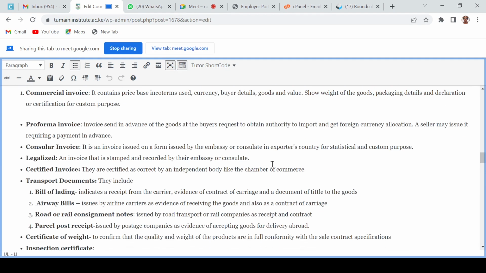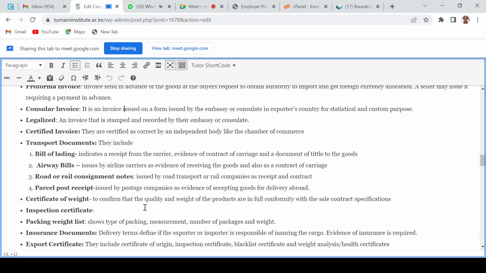So under invoices, we have the commercial, pro forma, consular, legalized, certified invoice. Now we go to the other category, which we call transport documents. What are transport documents? These are documentation that you will be required to provide together with the goods. As I said, export credit has so many things that are required. So you will find that it will have what we call a bill of lading. This bill of lading is a receipt that you are issued by the carrier as evidence of contract of carriage and a document of title to the goods.